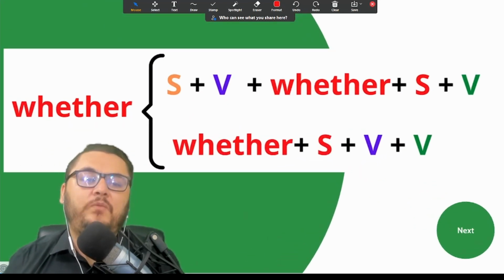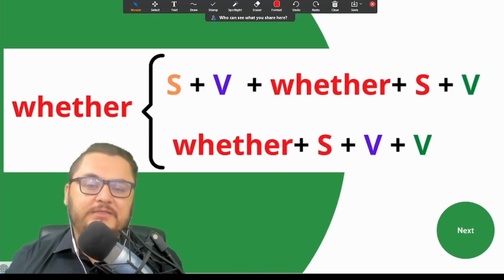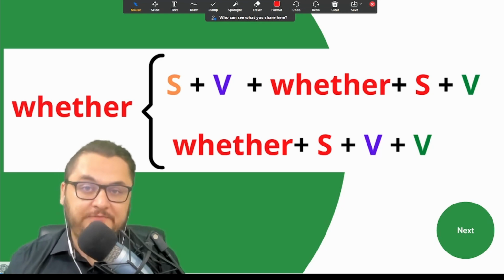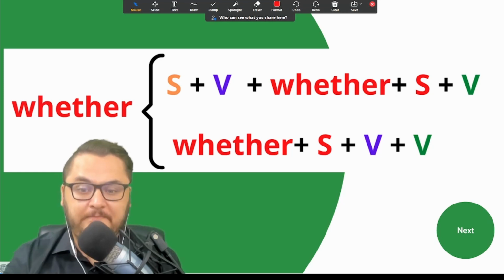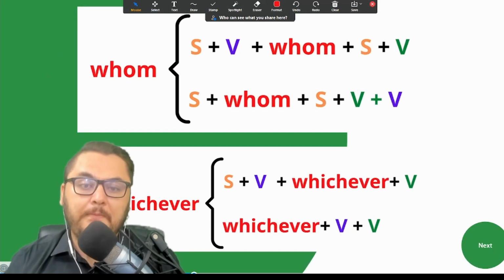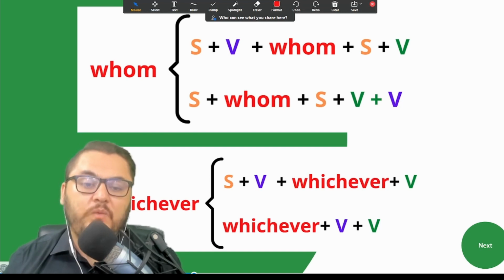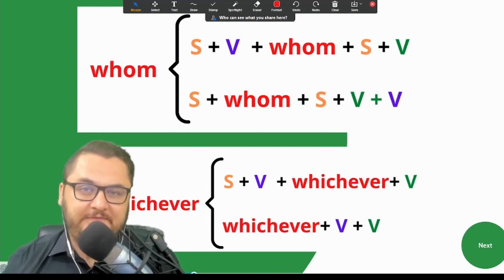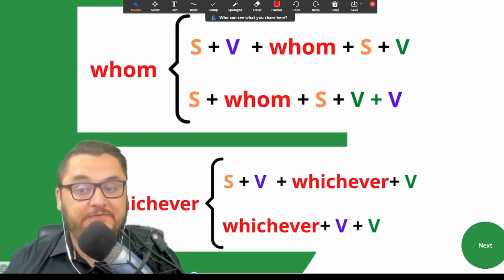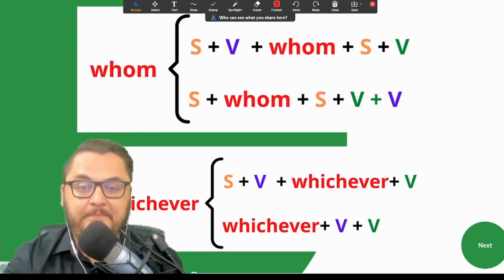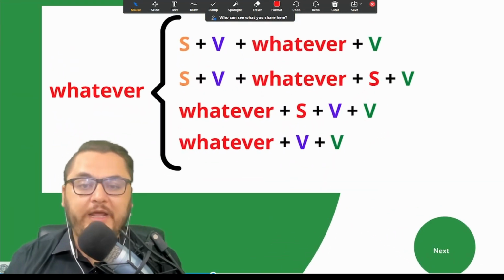After this, we have whether. So the formula is subject verb, whether, subject verb, or whether, subject verb and verb. Then we have whom. And the formula is subject verb whom, subject verb, or subject whom, subject verb and verb. We have then whichever, and the formula is going to be subject verb whichever verb, or whichever plus verb plus verb. Apart from this, we have whatever.